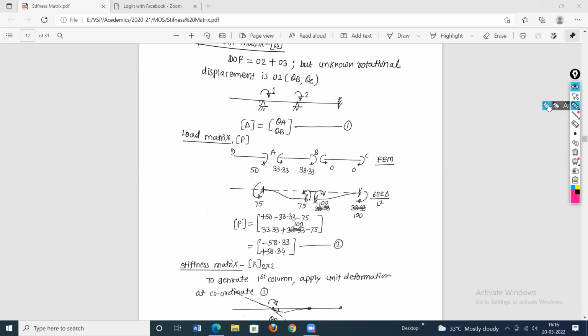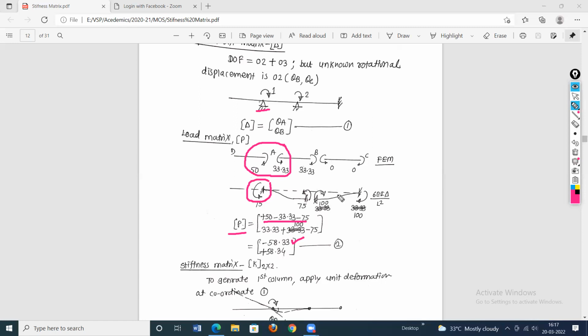Now we can write the load matrix. Again there will be two elements, so the size of the matrix will be 2 by 1. The first element will be the restraining moment at coordinate 1, which is our A support. Here, due to loading, this is the restraining moment at A support, and this is the restraining moment at A support due to level difference. Use plus sign for clockwise rotation. So this is plus 50, minus 33.33, and minus 75. So the total restraining moment at coordinate 1 will be minus 58.33.